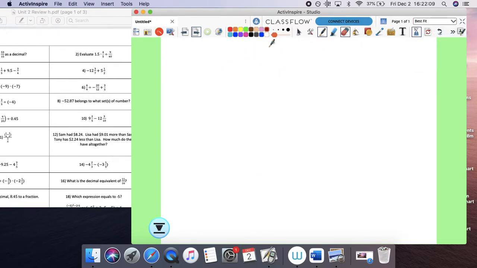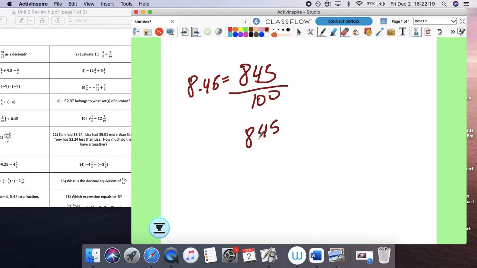Change the decimal 8.45 to a fraction. It's 8.45, so 8.45 changes to 845 over 100, which you can change to 8 and 45 over 100. And simplify, you get 8 and 9 over 20.